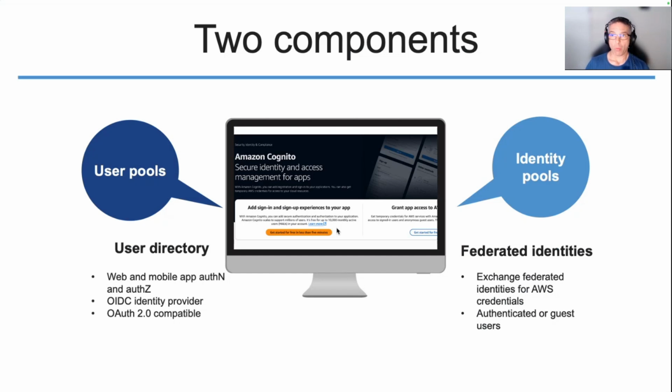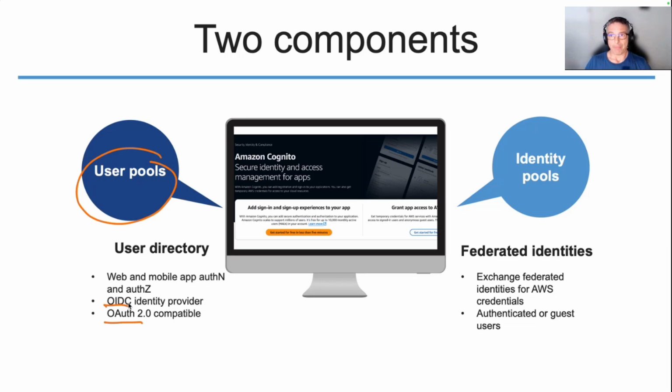Cognito has two components. First, we have the user pools. Cognito user pools is an OAuth 2.0 and OpenID Connect compatible identity provider. It's a user directory, which means that it stores users' username and password. It manages sign-up flows, sign-in flows, forgotten password, and multi-factor authentication. It also manages sign-in with third-party trusted identity providers like Google, for example.